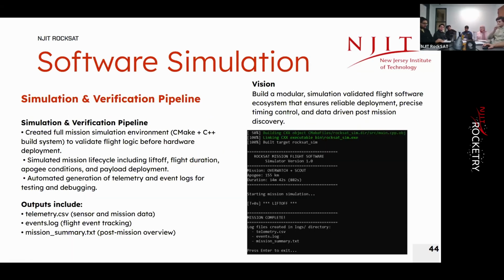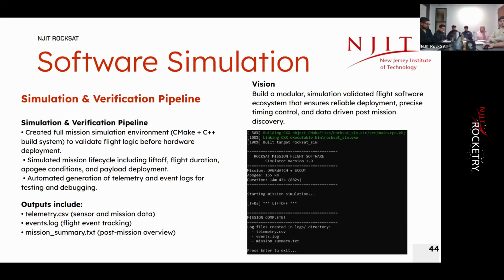Moving on to the software simulation, getting into more details, we created a full mission simulation using environments like CMake and C++ systems. Going over it again, C++ is the fastest language, so we're going to work with that to validate flight logic before we actually deploy it into hardware. Working with our team, we simulated the entire mission cycle from liftoff to flight. This is a pseudo analysis, so it's going to be pretty similar to the event, but not fully the same.